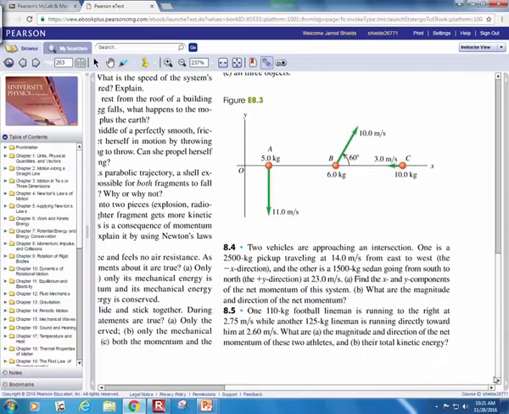There it is. Two vehicles approaching an intersection. Now we're going to get to do some actual trig. Square with the squares and stuff. Approaching an intersection. One is a 2,500 kilogram pickup traveling at 14 meters per second from the east to the west. Notice it says from the east, that way, to the west, this way. That is west, believe it or not. You don't believe me, get your compass out on your phone and check it.